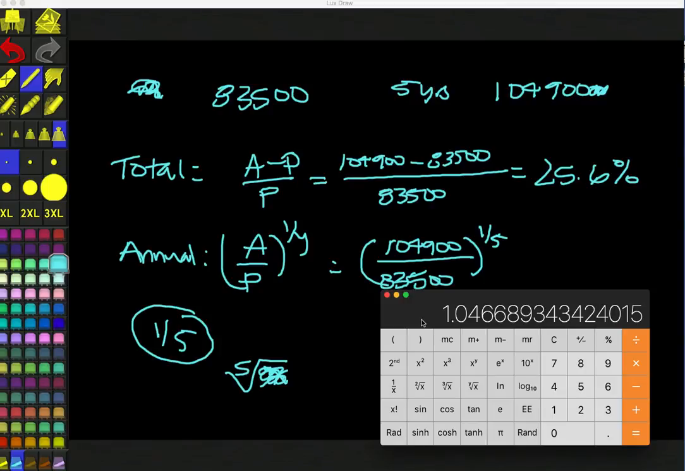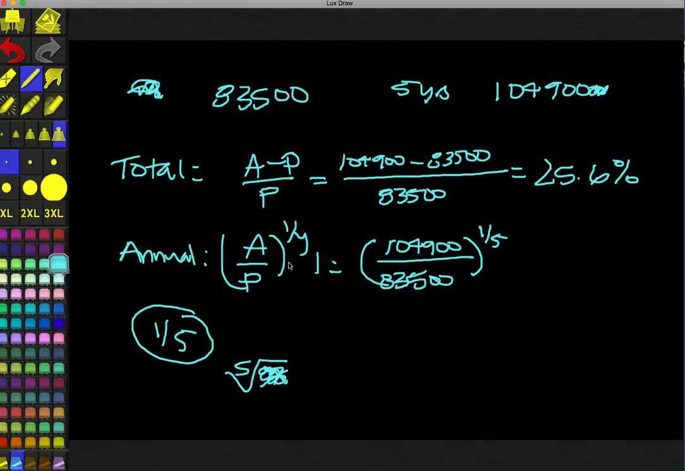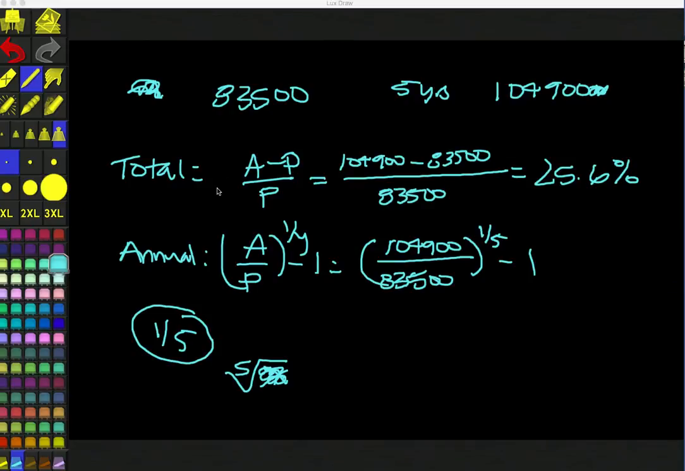Oops, I did something wrong. Oh, that's -1, sorry. This whole thing has a -1. Okay, so then my answer is going to be 4.6. Oh, it deleted it. But anyway, that's the correct answer. So just remember to use this formula. Don't forget your -1. And that's that one.